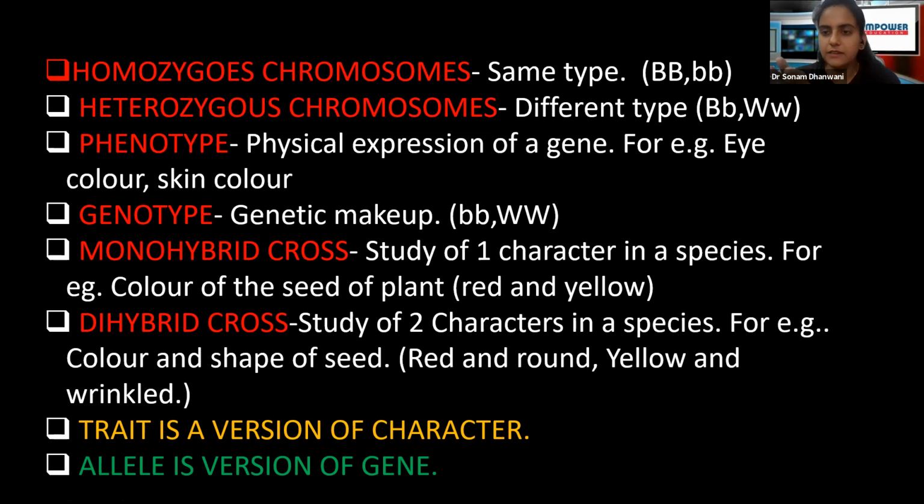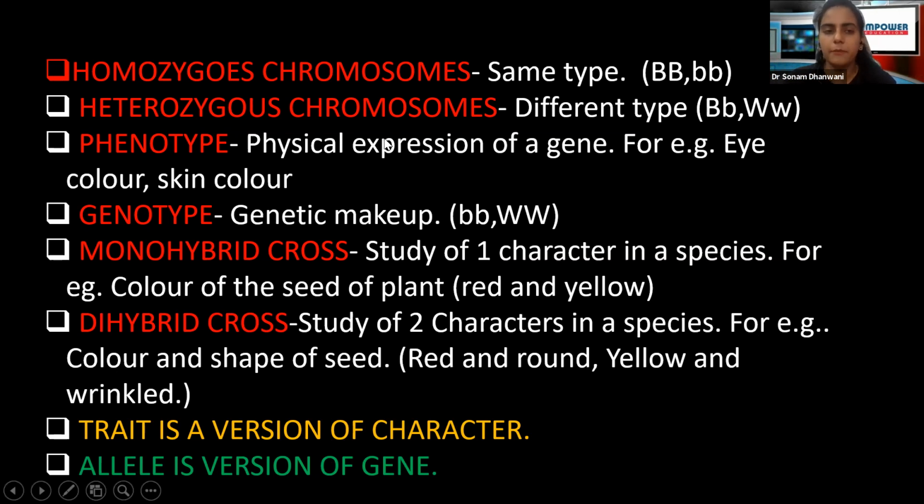Correct? Are we understanding this? Yeah. So when we are studying two characters, it is a dihybrid cross. One character is the monohybrid cross. Now, please remember, these two statements are really important. You can get them in objectives. Remember that. Trait. What is trait?